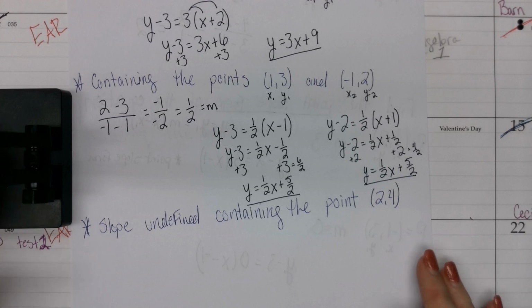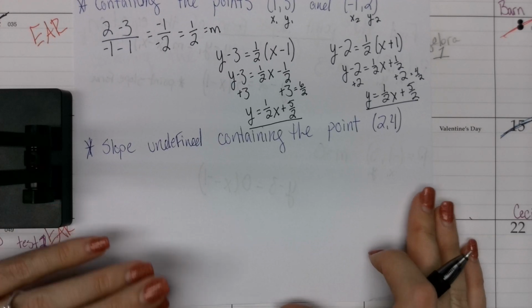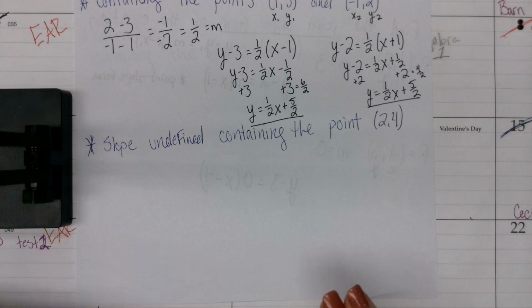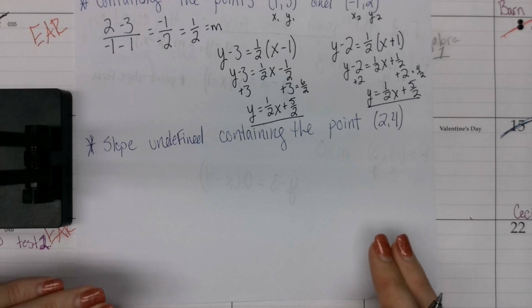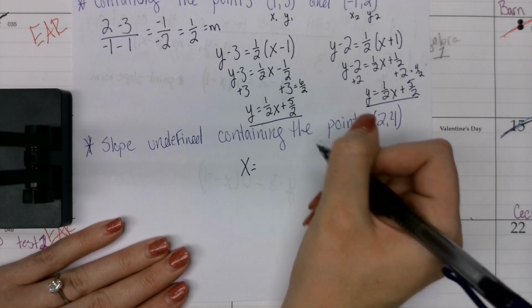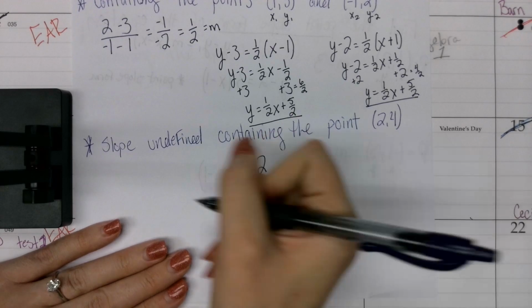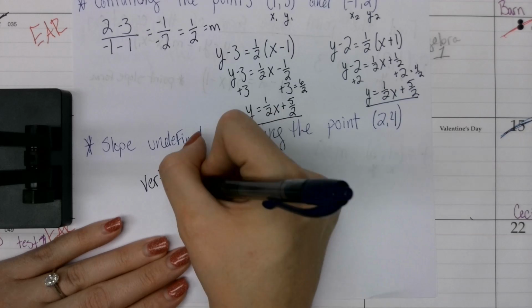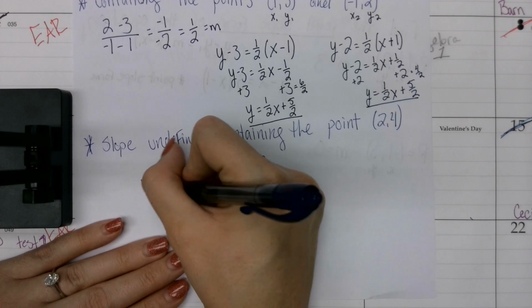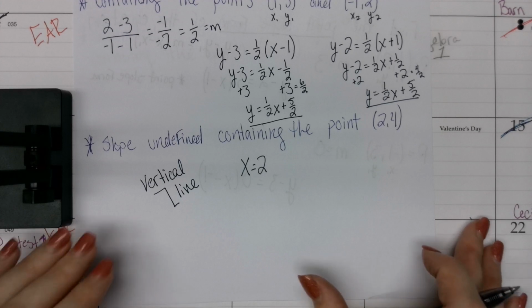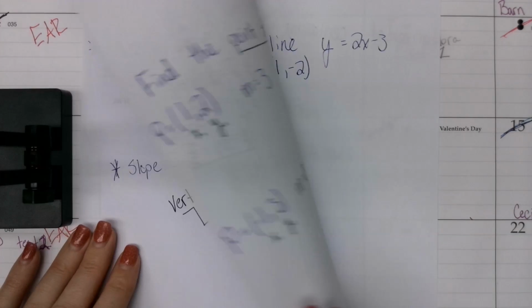So this one, slope undefined containing the point 2, 4. This is the one I was telling you about. Undefined is a vertical line. A vertical line means it's going to be x equals 2. You just kind of have to remember this one. Horizontals we can plug into the equation, verticals we can't. Is the next problem horizontal though.